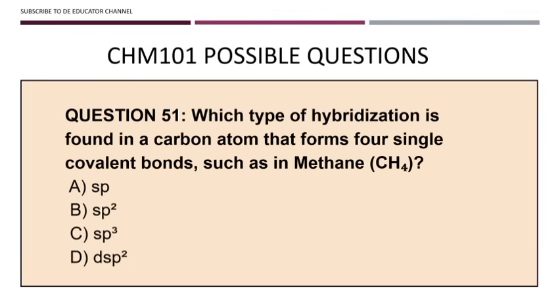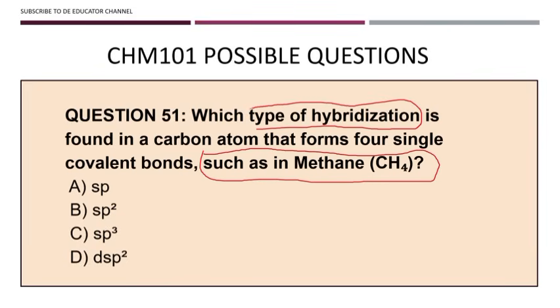51. Which type of hybridization is found in a carbon atom that forms four single covalent bonds, such as methane? Another thing you should take note of is that you'll be seeing questions like this. They will tell you what type of hybridization. Basically, how this hybridization is formed, it has a process. Because of the nature of your exam, you don't really need to cram the process. Trust me, if you really want to know the process, there are a lot of complex things regarding it.